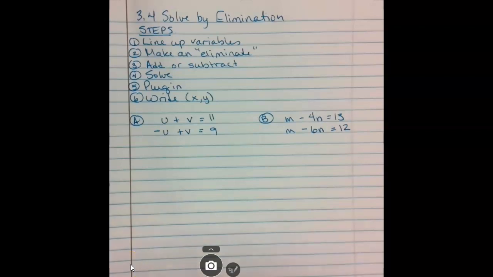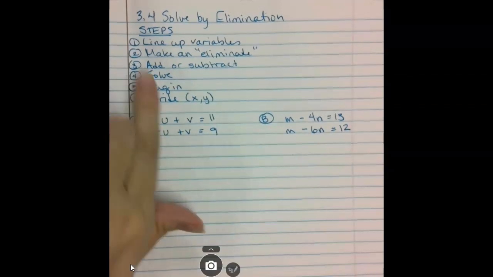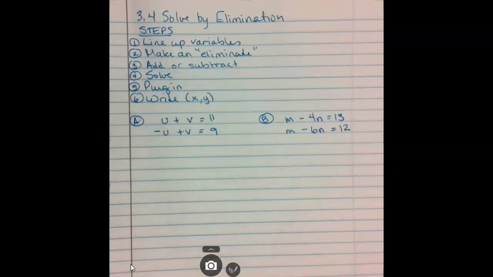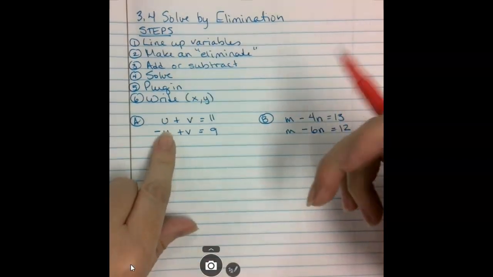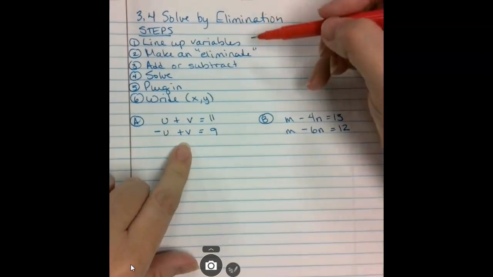Okay, today we're going to go over another way that we can solve systems of equations. I have the steps written here, and we'll do the steps together as we do these problems. I just thought that I would give you problems that don't have x and y, because it could be any letters. So here, step one, line up the variables.